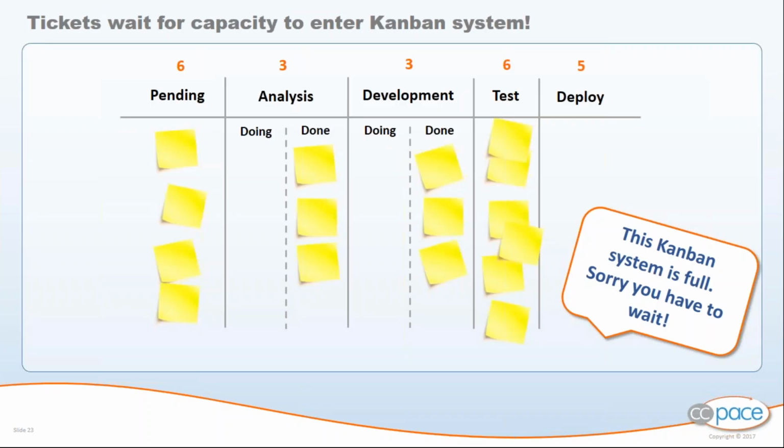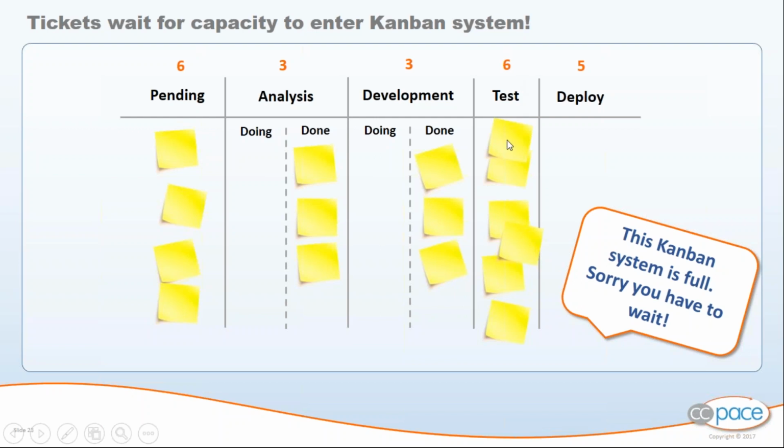So when there's a pull signal, when there's a pull system, there's usually a capacity constraint. And Kanban systems leverage this so that there's not too much work to be done. If we look at this Kanban system, we have WIP limits of 6, 3, 3, and 6. No more than 6 items can go on in testing, 3 in development, 3 in analysis, and 6 pending.